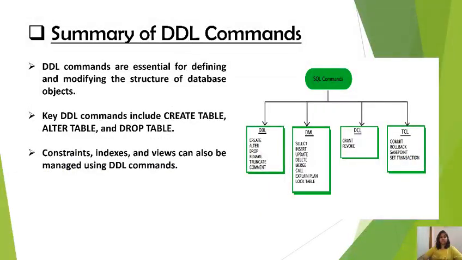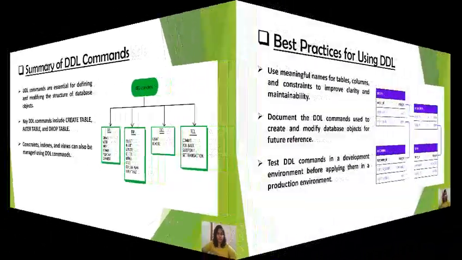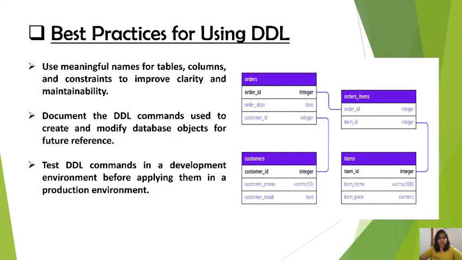Summary of DDL commands. DDL commands are essential for defining and modifying the structure of database objects. Key DDL commands include create table, alter table, and drop table. Constraints, indexes, and views can also be managed using DDL commands. Best practices for using DDL. Use meaningful names for tables, columns, and constraints to improve clarity and maintainability. Document the DDL commands used to create or modify database objects for future reference. Test DDL commands in a development environment before applying them in a production environment.